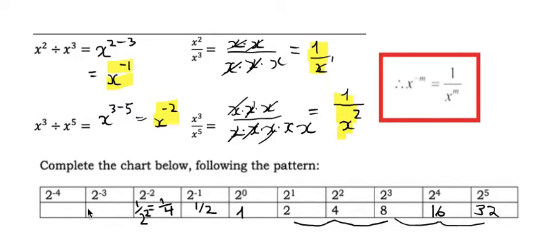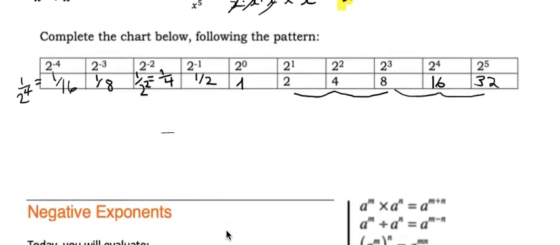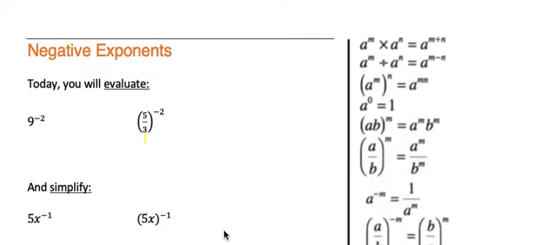Change floors, change the sign of the exponent. So now you can see the pattern here. 1/2, 1/4, this is going to be 1/8, and this is going to be 1/16. And the 1/16 comes from 2 to the power of 4 in the denominator.